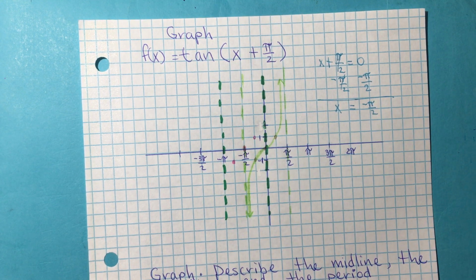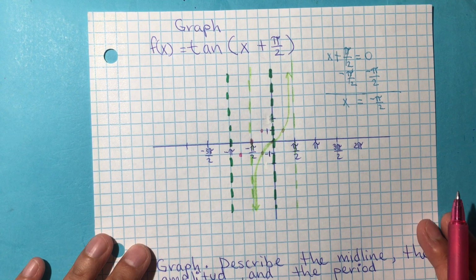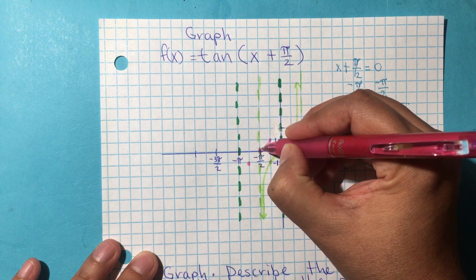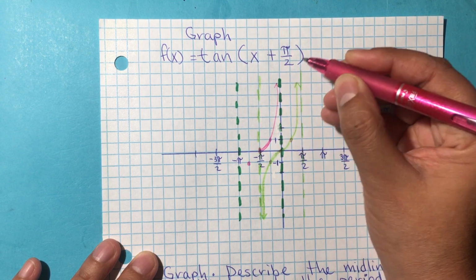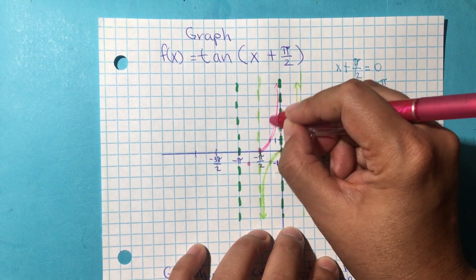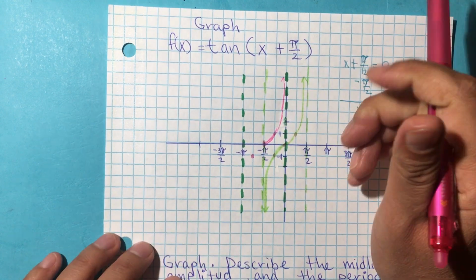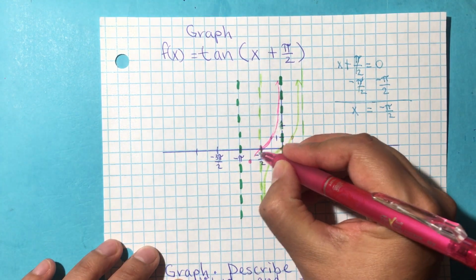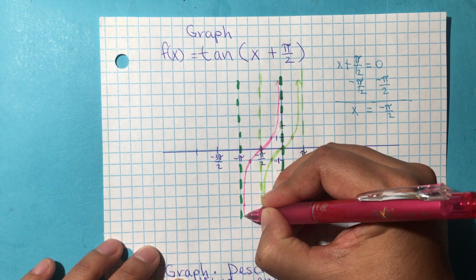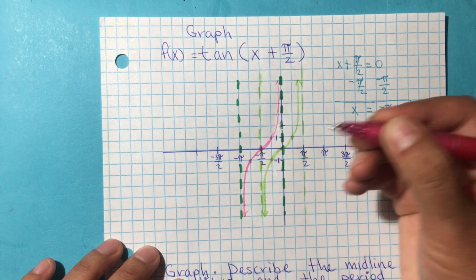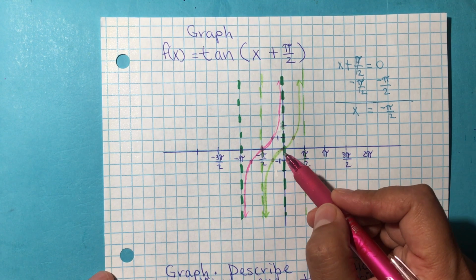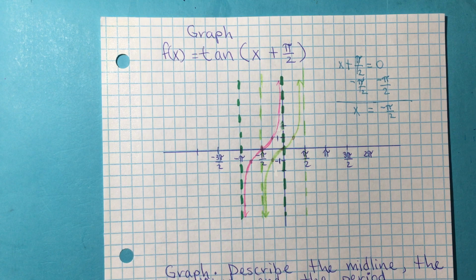So my graph of the new transformed graph will go something like this. Remember that the asymptotes are there to guide us where it's going to approach, but it never touches. On the other side it approaches but does not touch, something like that. So it moved a whole pi over 2 to the left. So that's the new graph.